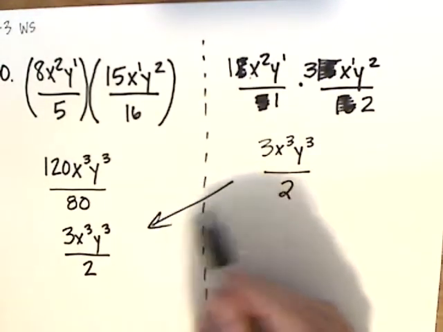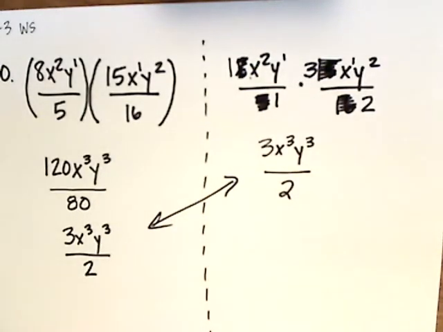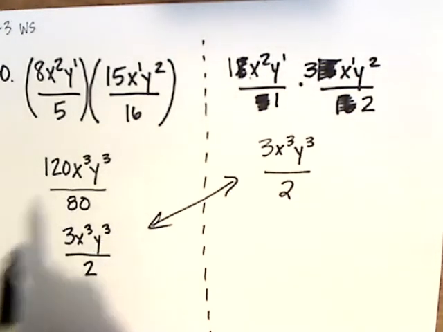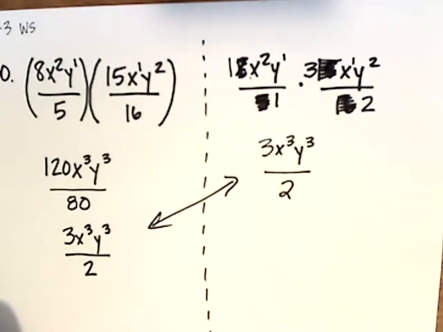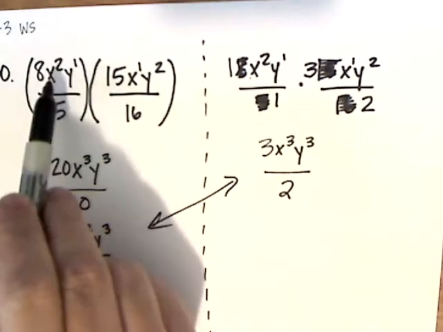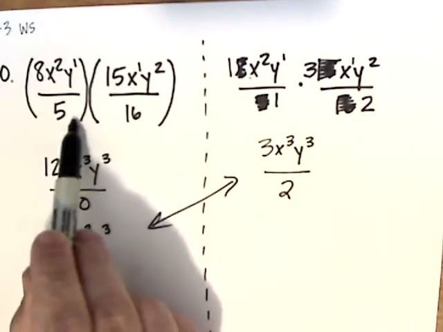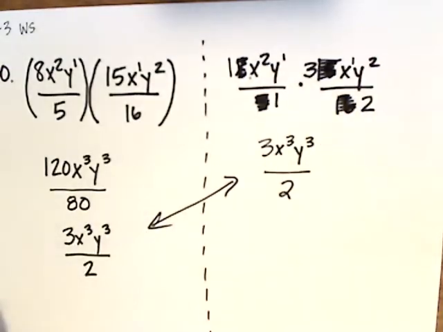So as you can see, same answer both ways. I'm not telling you one way is correct. It's your choice, whichever way you think is easiest. Do you like to reduce at the end like we did over here? Or do you like to reduce at the beginning? Either way, you got to reduce sometimes, and then you're going to multiply numerator times numerator and denominator times denominator, and that'll give you your answer.